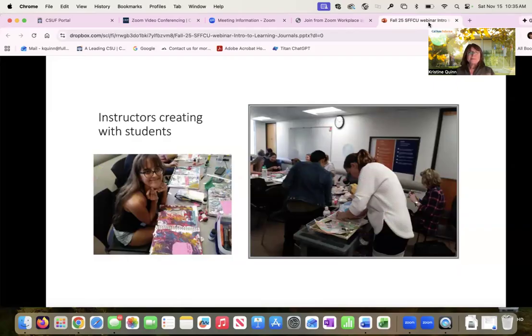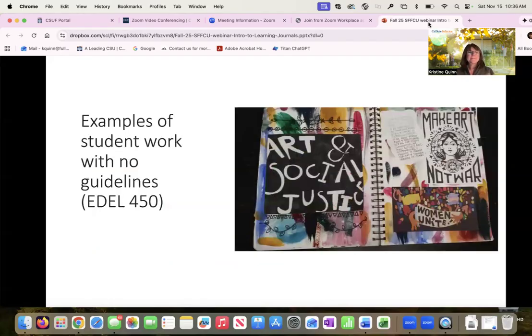Here's an example of some students working. You can see smiles on faces and the joy that that brings. And the other thing that I wanted to point out on that right-hand side is my colleague, Dr. Kristine Mayfield, who's creating her own learning journal along with her students. That is a very powerful part of this process. When you can create with your students and they see you taking visual risks, it increases their own confidence level as well.